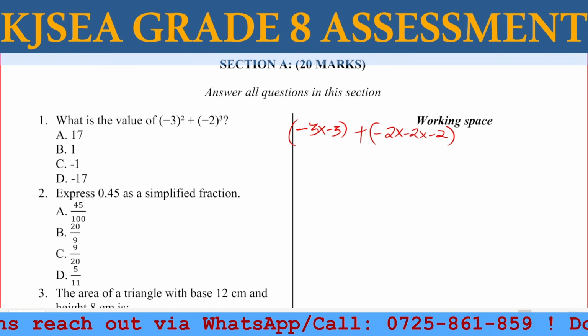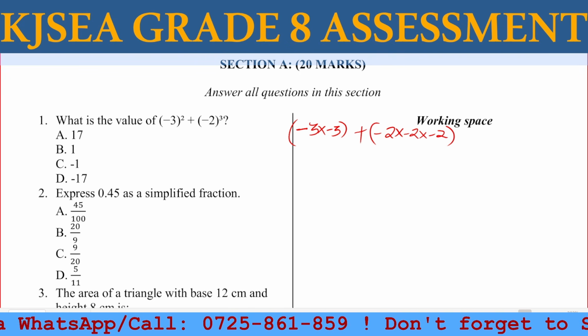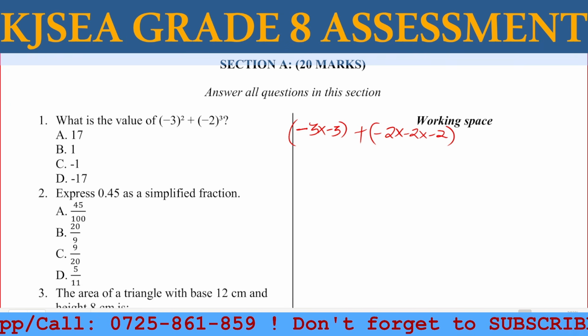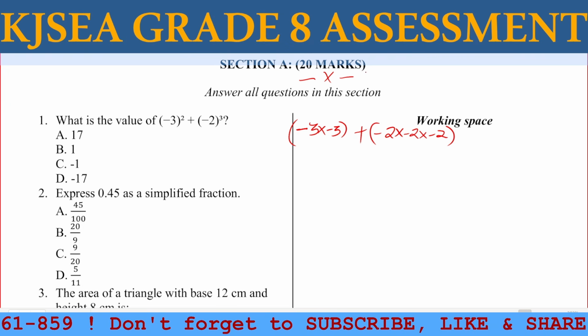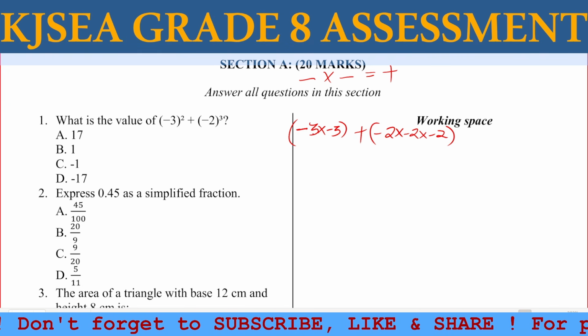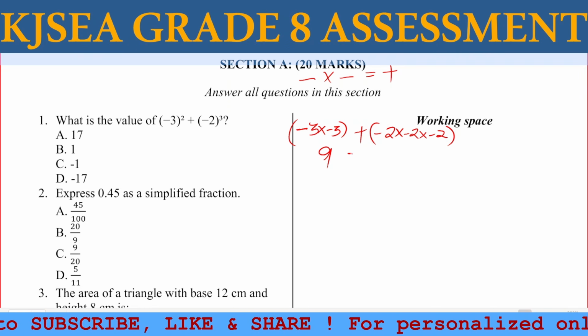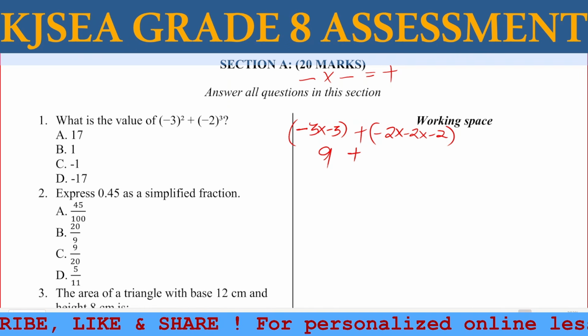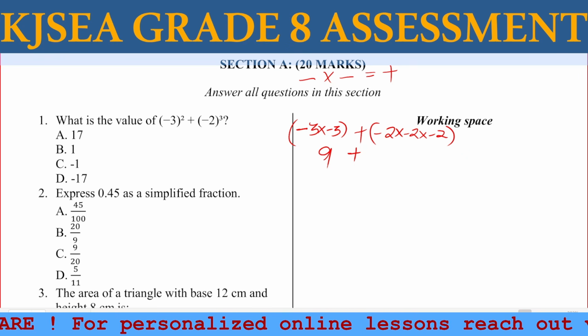That is -2 cubed. What is -3 times -3? 2 negatives when multiplied gives positive. So negative times negative gives positive. So this will be -3 times -3, positive 9. Add -2 times -2. We multiplied up to that point.